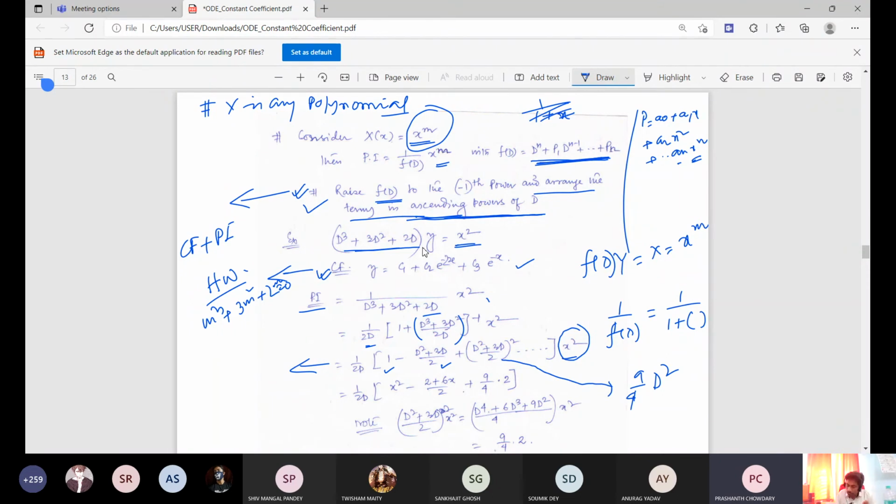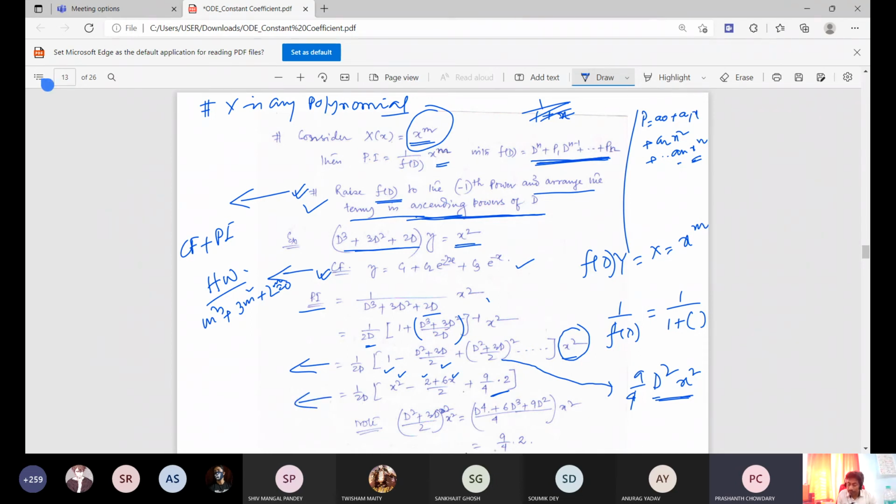So this 9 by 4 D square, if you operate that on x square, it will be what? 9 by 4 into 2. So that's what the last term is, 9 by 4 into 2. Now see the first term, 1 into x square is x square. Next, D square of x square, that is 2. 3D that you are operating on x square, that will be 3 into 2x, so 6x, and the denominator is 2. So now you have to rearrange.